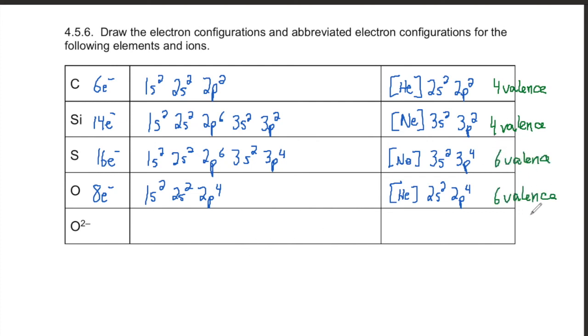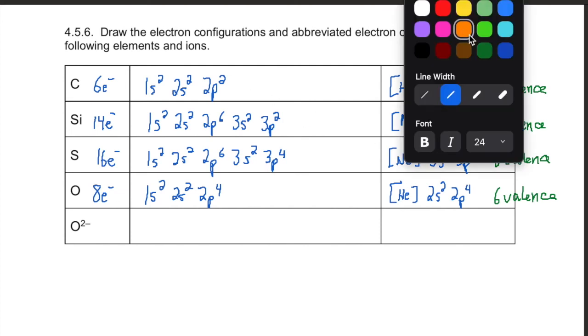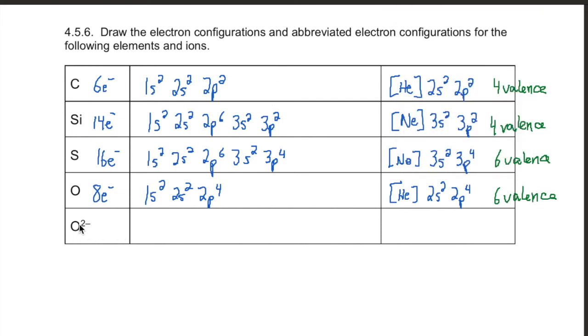Oxygen and sulfur with their 6 valence electrons want to have 8 valence electrons, and so they tend to form ions with a -2 charge. Gaining 2 more electrons brings them up to 8 valence electrons. So oxygen with a -2 charge, called the oxide ion, has 10 electrons, which has the same electron configuration as neon, with 8 valence electrons.